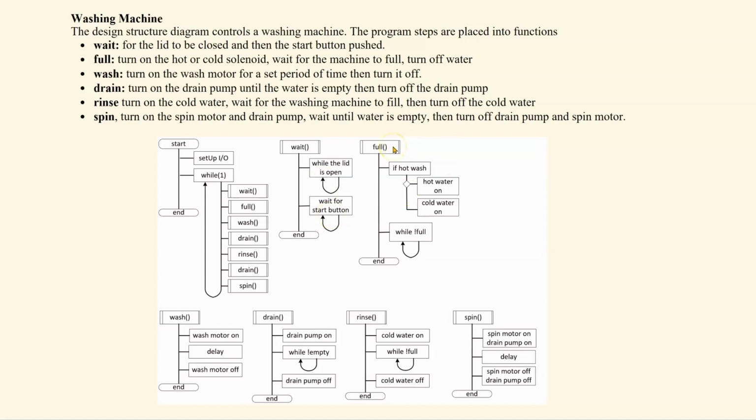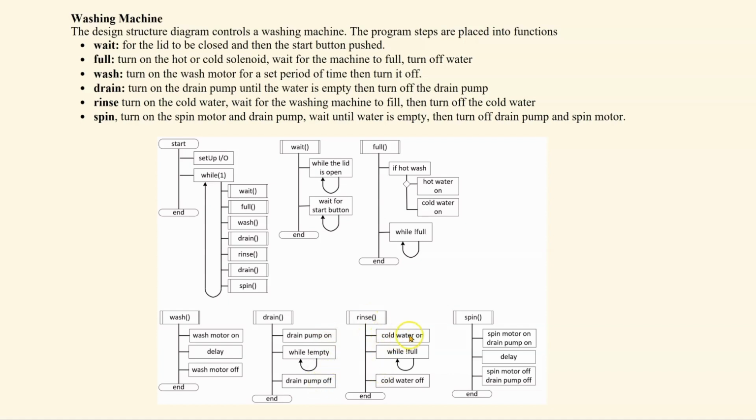In the fill function, if the hot wash is selected, the hot water goes on, else the cold water goes on, and we wait for the washing machine to become full. In the wash function, we have the wash motor on, delay, wash motor off. In the drain, the pump goes on, we wait for the washing machine to become empty, drain pump off.